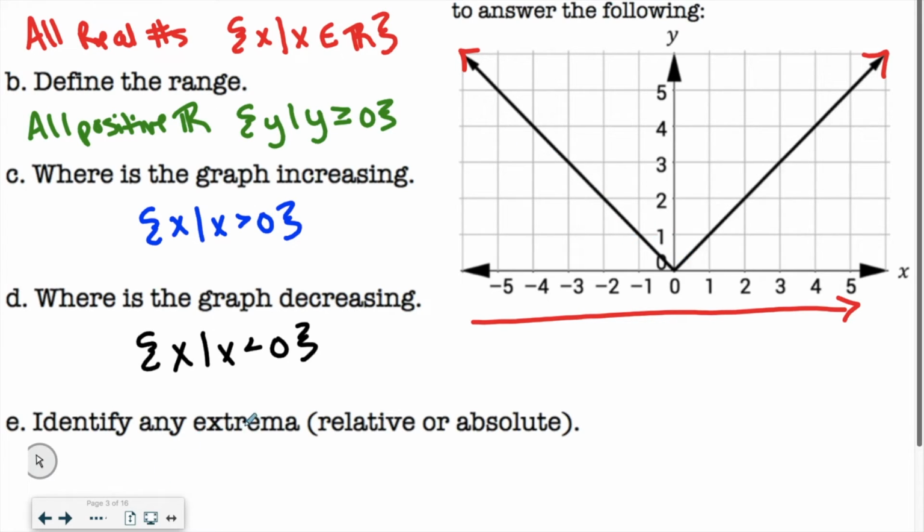And then for any extremas, so extrema again is just talking about any point that's really high or really low, and it can be either relative or absolute. The only one on this is right here at 0, 0, and that is a minimum because it's the lowest point that this line will ever go to. So that's a minimum. And you could say an absolute minimum because that's the lowest point that it is, and that's at 0, 0.